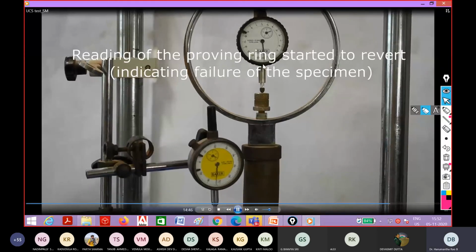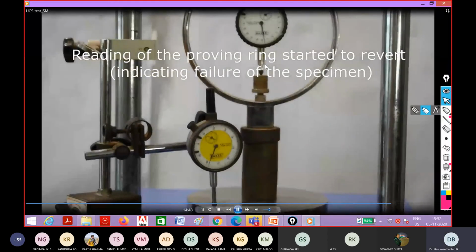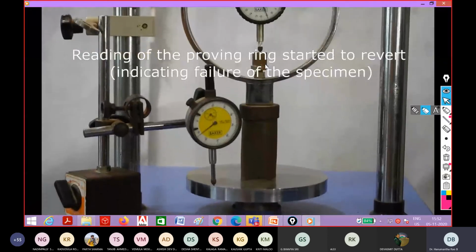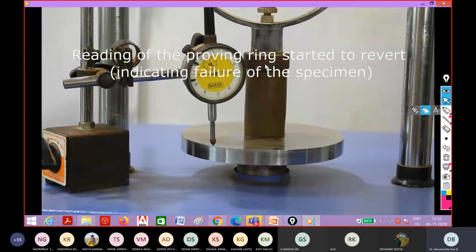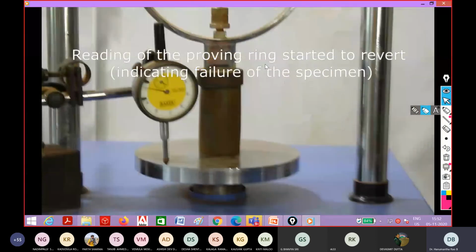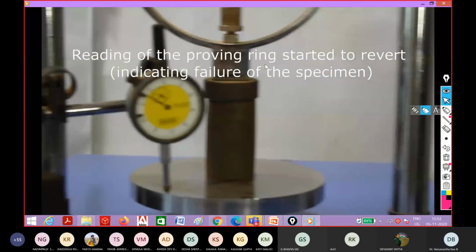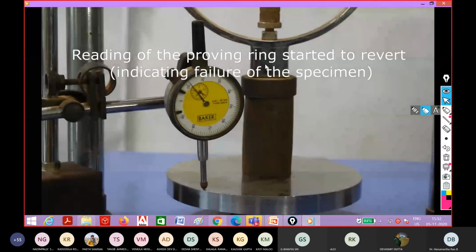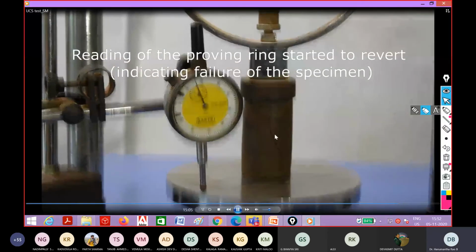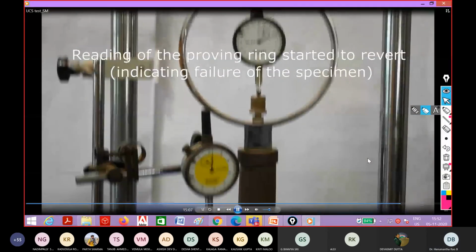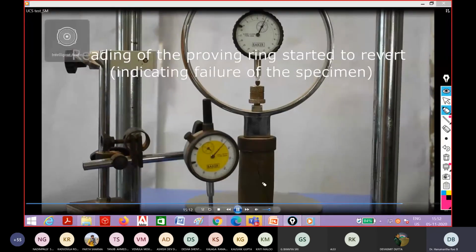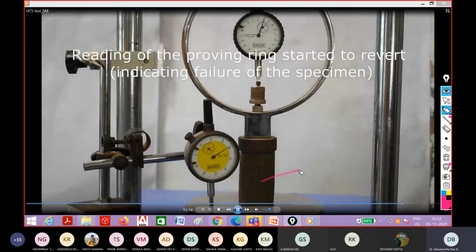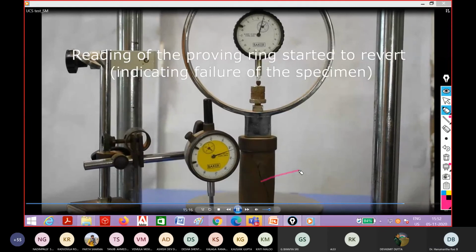See now, the proving ring that indicates the load started reversing. This indicates that the sample has already failed. Although deformation is increasing, the load is decreasing. You can see the failure plane. You can see the crack. This is the failure plane.